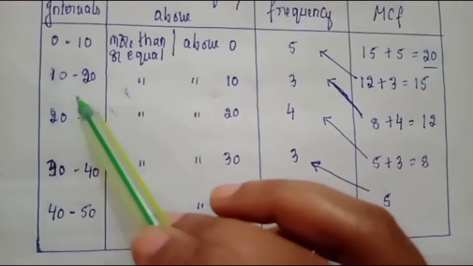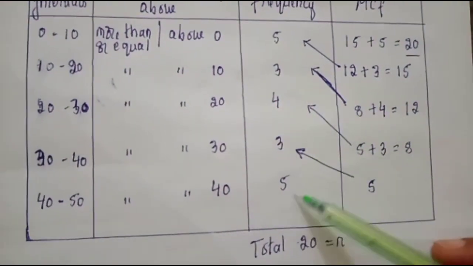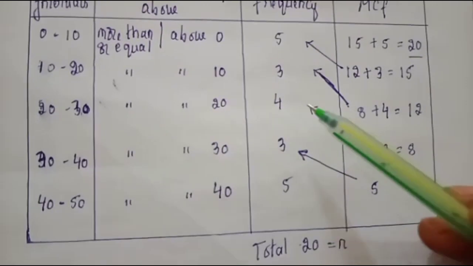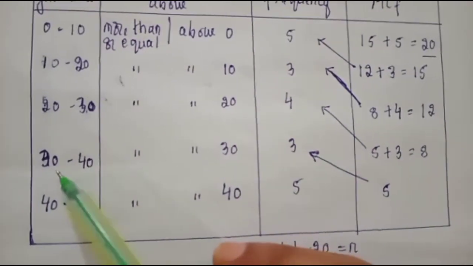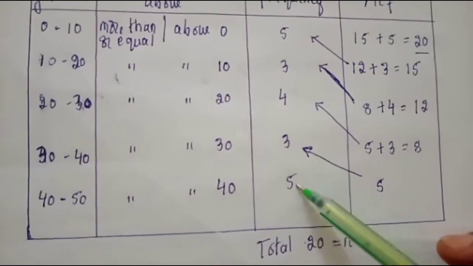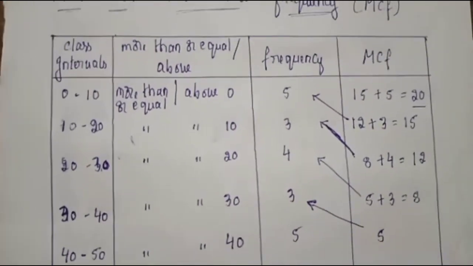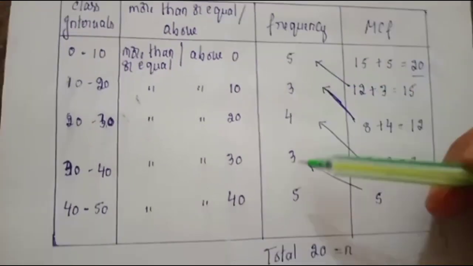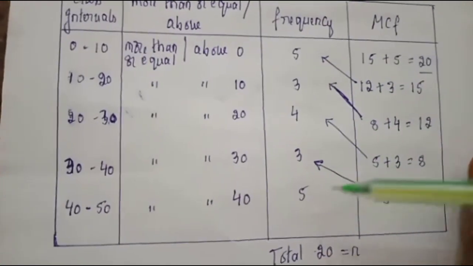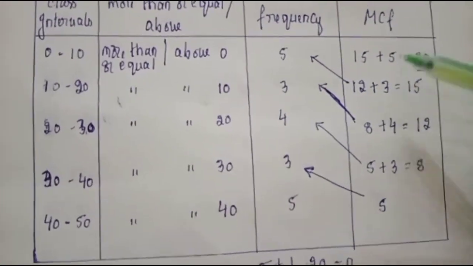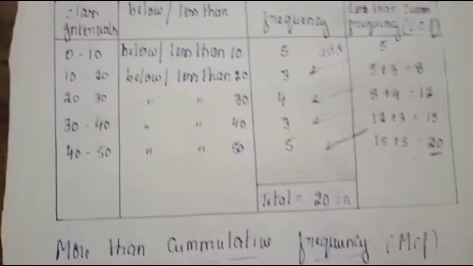More than or equal to 10 means from here I have to add all this. More than or equal to 20, add all this. More than or equal to 30, 3 plus 5. More than or equal to 45. So just observe, instead of adding from top to bottom, I am adding from bottom to top. Just observe the difference.